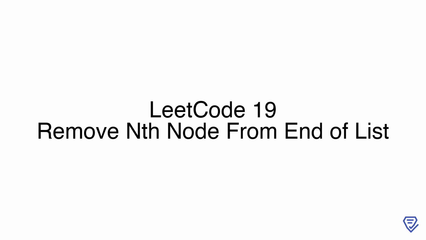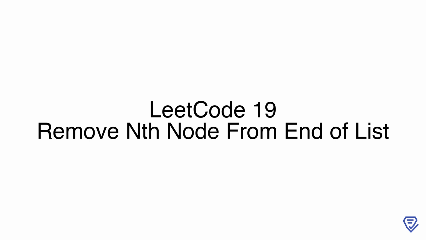Today, we'll explore problem number 19, remove nth node from end of list. This is a classic linked list problem that challenges us to remove a specific node from the end of a singly linked list in an efficient manner. We'll break down the problem, explore the intuition behind it, and walk through different approaches.